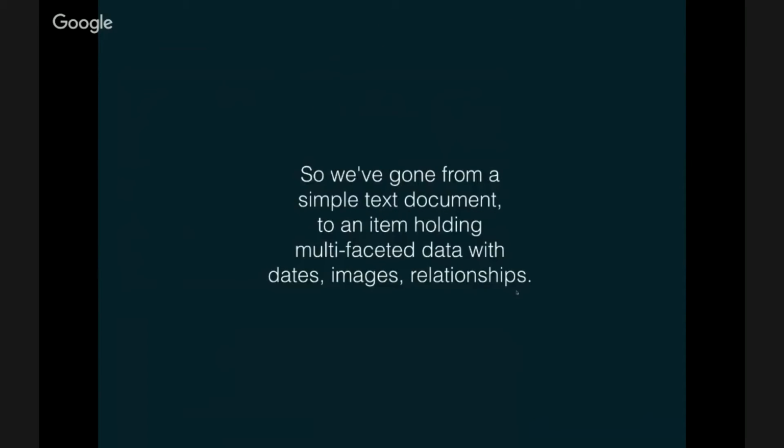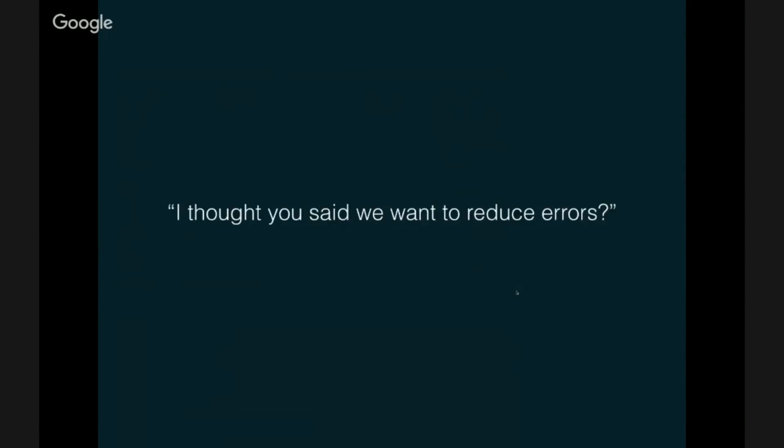So suddenly, we've gone from a simple text document to an item holding multifaceted data with dates, images, text, and relationships. This really opens up our potential for real-world complex content. But yeah, you're probably thinking by now, doesn't that leave room for errors? And isn't part of our core strategy reducing errors?